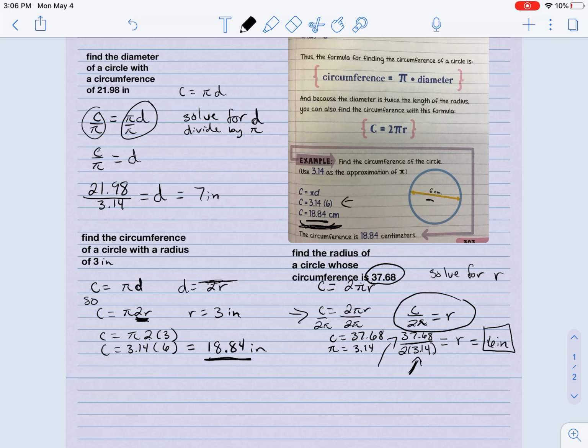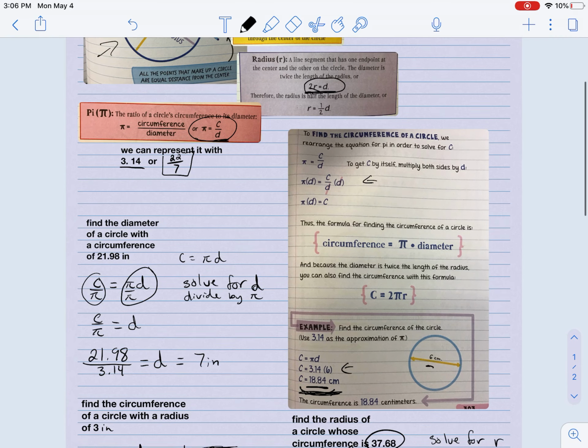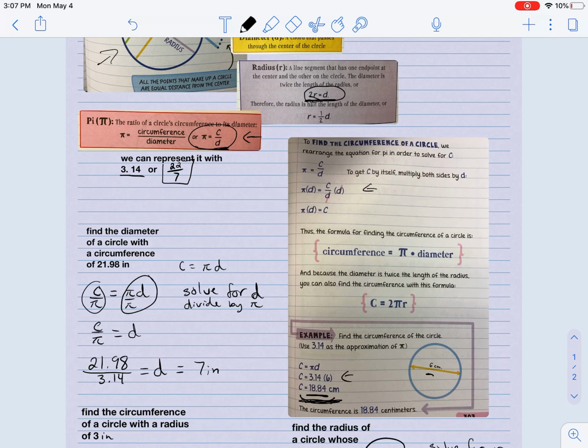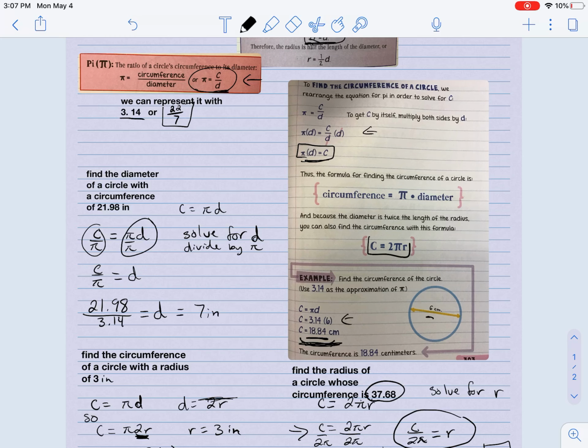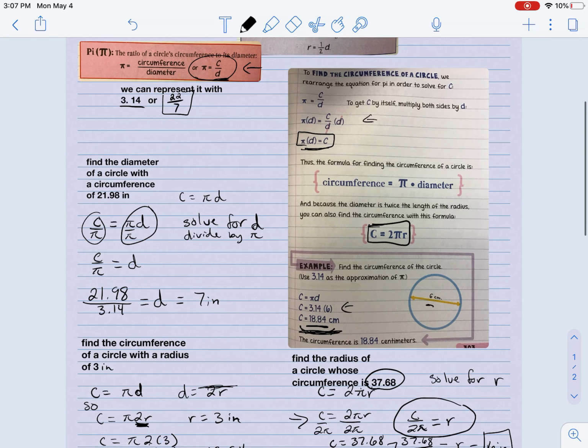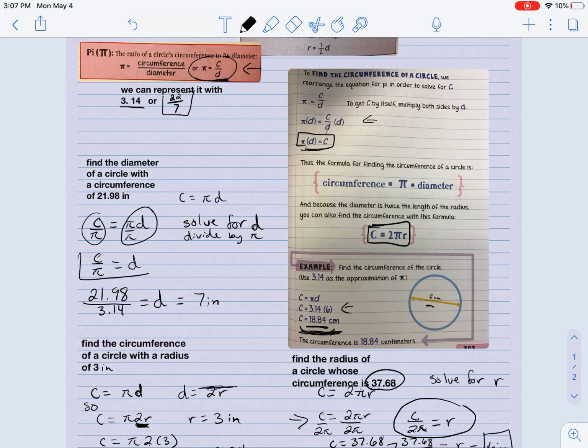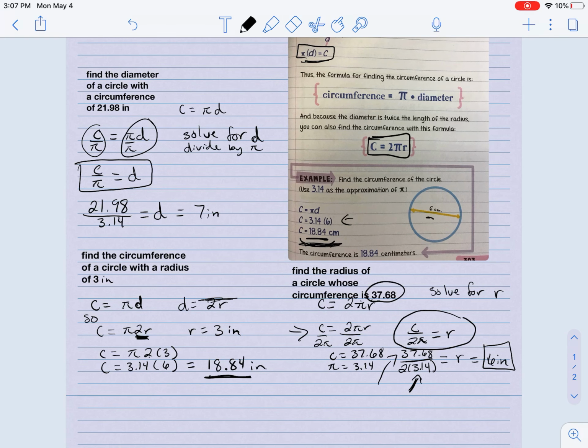That's how we're going to use these equations, and it all starts from this equation right here: pi is the ratio of our circumference over our diameter. We rearrange this to solve for circumference given our diameter with this equation. If we're given a radius, we use this equation. Likewise, if we're given the circumference and we want to find the diameter, we use this equation. And last, we use this equation right here if we're given circumference and we want to find our radius.